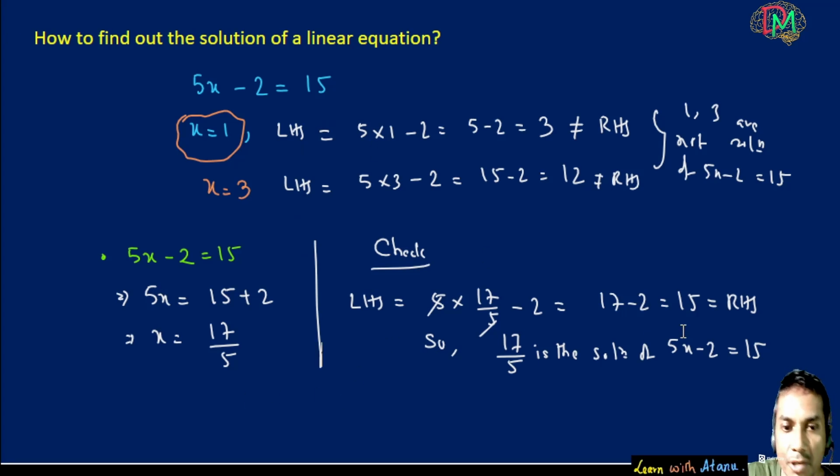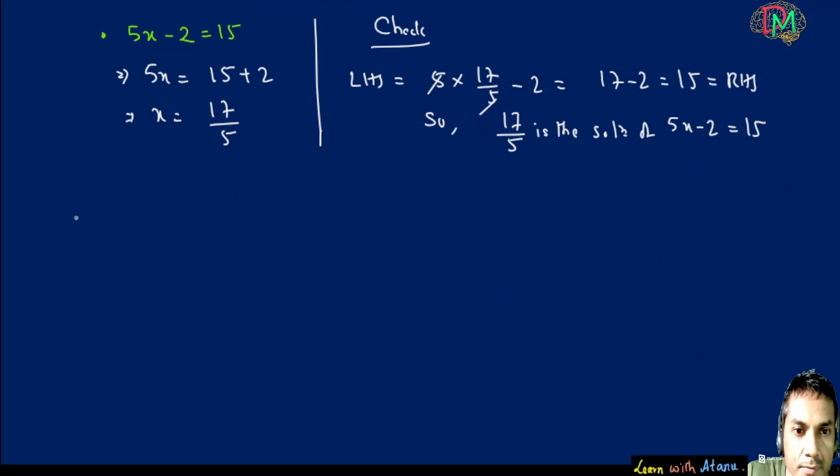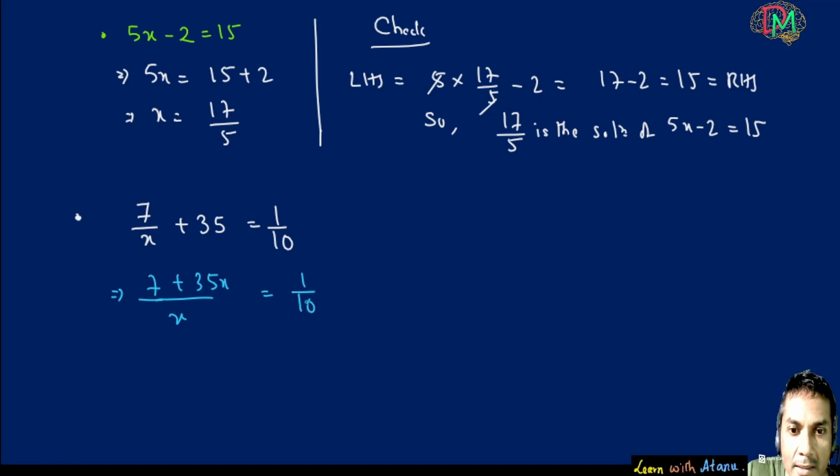Okay, means this value satisfies the given linear equation, correct? So let's take another example, that is, something is equal to 1 by 10. How can you do that? So 7 by, so the LCM is actually x. 7 plus 35x minus 1 by 10, then cross multiply it. 70 plus 350x is equal to, cross multiply this 7 plus 35 into 10 and x into 1, that will be what? x.